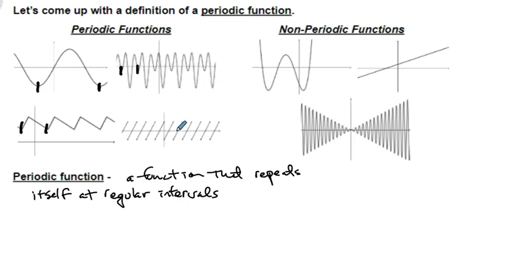Because you can have a function that looks like it repeats itself and then does something else, right? But these are ones that repeat themselves at regular intervals and continue to repeat themselves. All right, I'm going to write that a little bit, and continue to repeat themselves. So that is what makes a periodic function a periodic function.